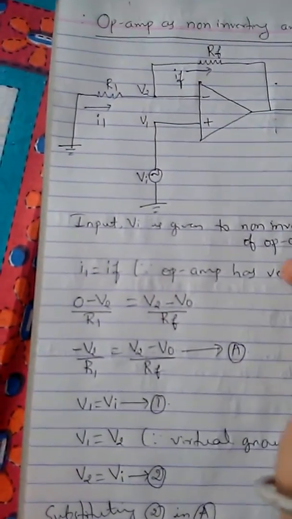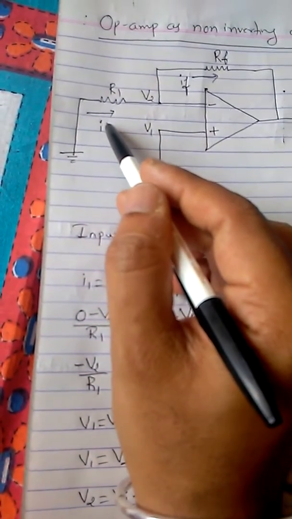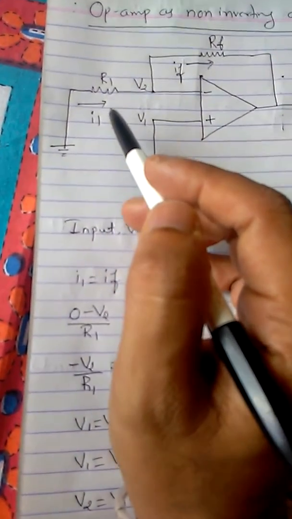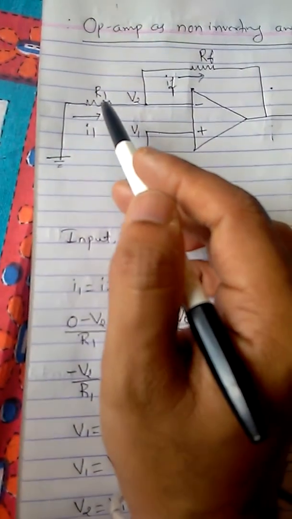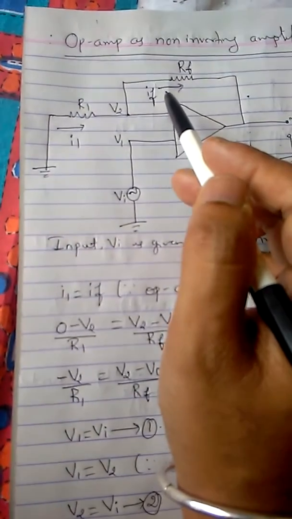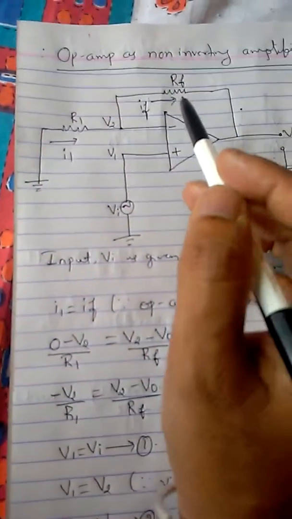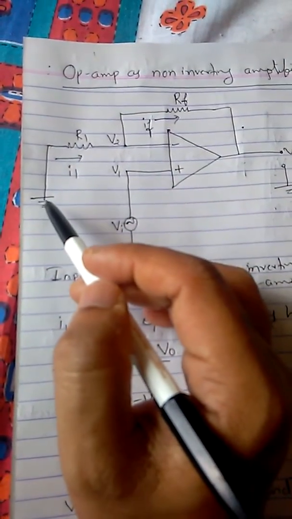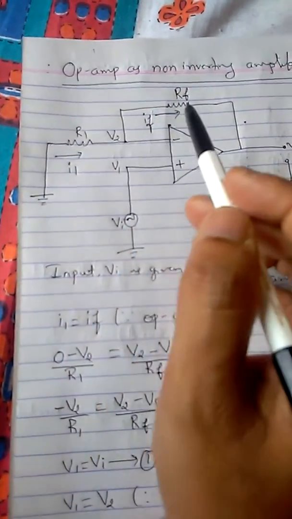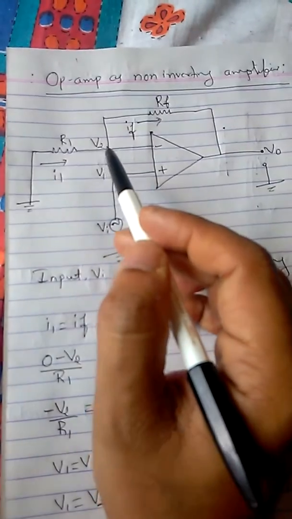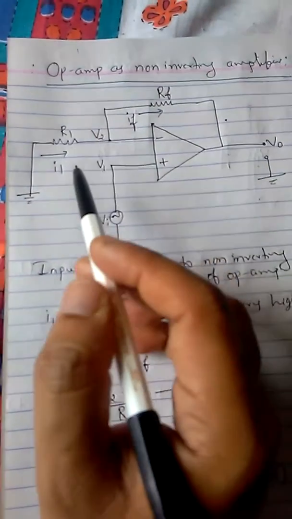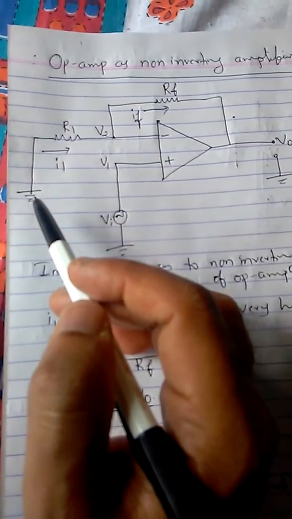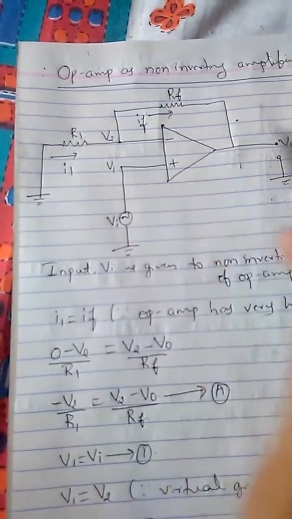So next what I'm doing is I'm expressing current in terms of voltage and resistance. Okay. So I1 means it is the current that flows through R1, and IF means it is the current that flows through RF. So R1 is connected between ground and V2. Similarly, RF is connected between V2 and V0. So I can express I1 in terms of 0, V2 and R1.